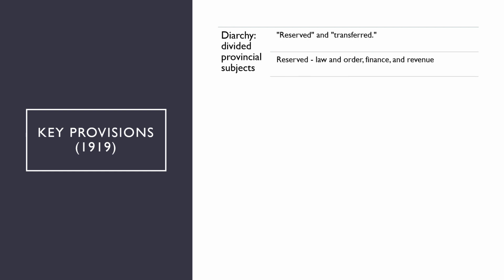The reserved subjects such as law and order, finance and revenue remained under the control of British officials. The transferred subjects, including education, public health and local self-government, were entrusted to Indian ministers. This division aimed to gradually increase Indian responsibility in governance while retaining essential powers with the British.